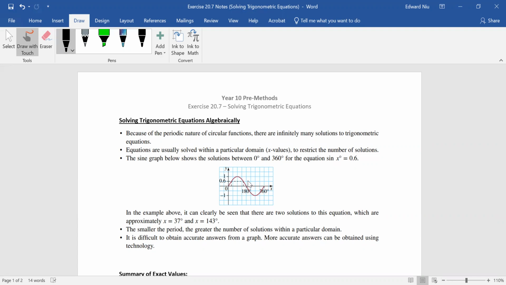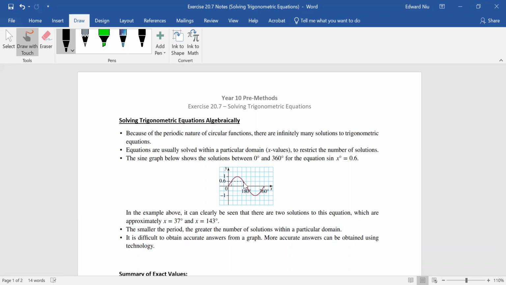Firstly, we learnt about the unit circle and then how to graph a trigonometric function. If we take a look at this graph with the trigonometric function, where we've got the equation sine x degrees equals 0.6, in the function that would look like 0.6 just above halfway between 0 and 1 on the graph, and it's going to hit two places on the curve.